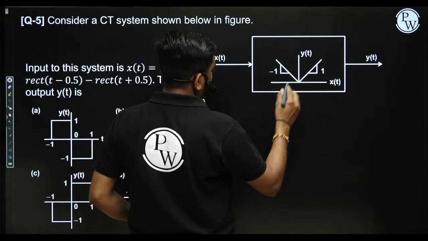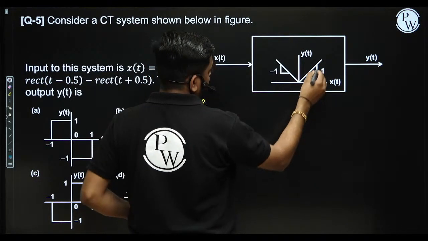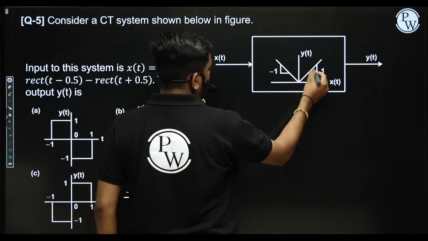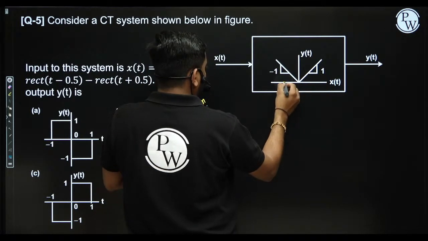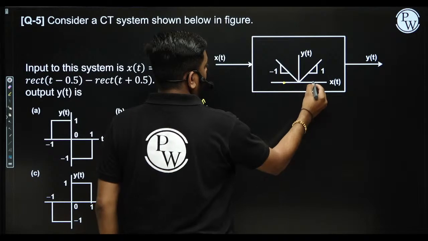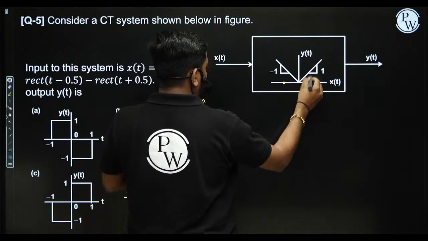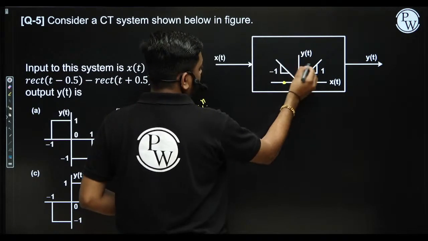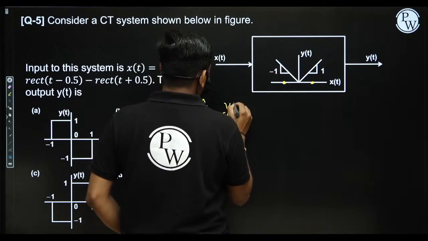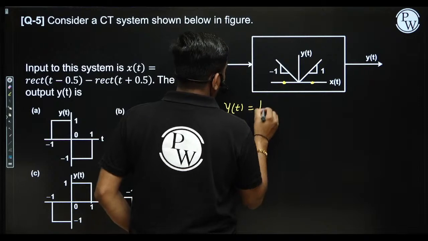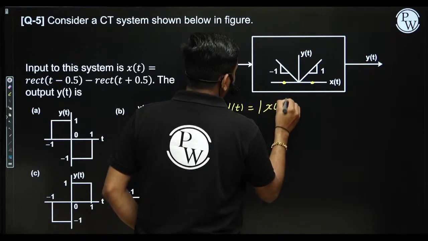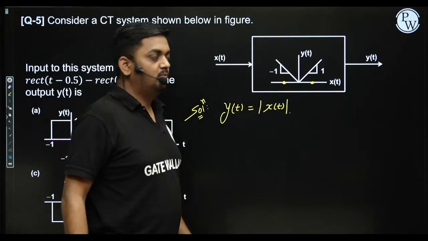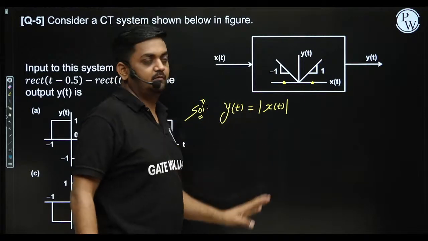Now you can see here, observe this graph. For positive input, output is positive, and for negative input also the output is positive, guys. For positive x of t, output positive, and for negative x of t also output positive. Output y of t is positive. So in short, y of t is nothing but what? Mod x of t. Now mod x of t means what? Magnitude of x of t.